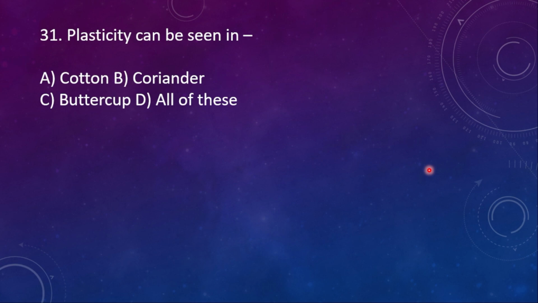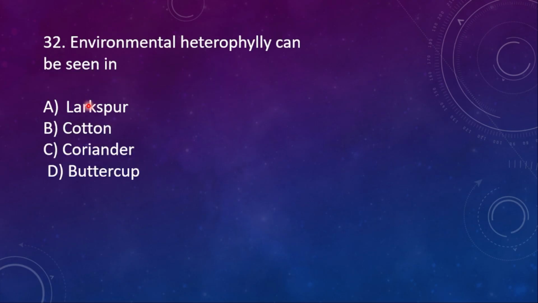Next, 31. Plasticity can be seen in: A. Cotton, B. Coriander, C. Buttercup, D. All of this. Here the right option is D, all of this. Plasticity can be seen in cotton, coriander, and buttercup. 32. Environmental heterophylly can be seen in: A. Larkspur, B. Cotton, C. Coriander, D. Buttercup. Here the right option is option B, cotton.